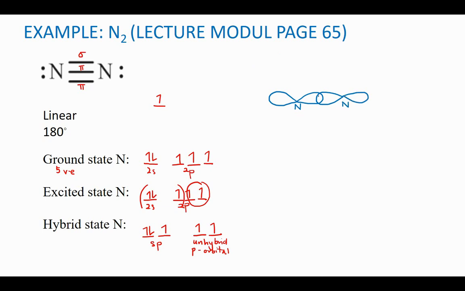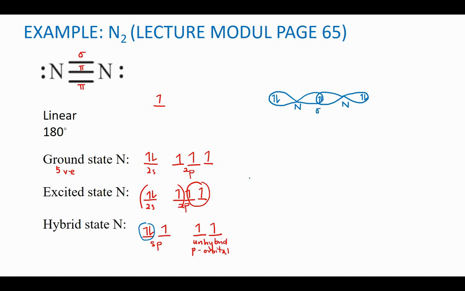Okay, so ada dua elektron dalam ni. Okay ni, lone pair ni. Kat sini lah. This is the lone pair. Then one of the electron here will combine with one electron from the other nitrogen atom. So we will get a sigma bond here.